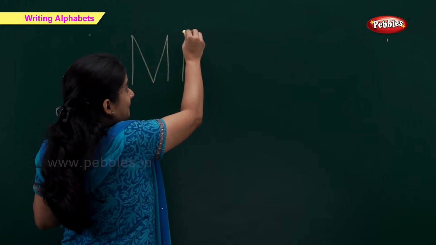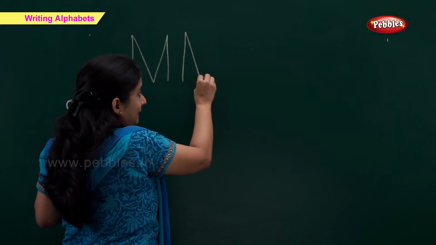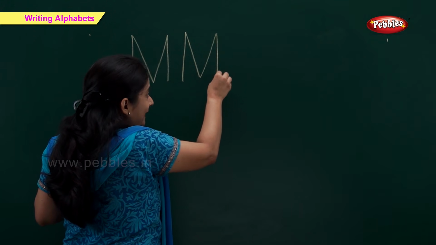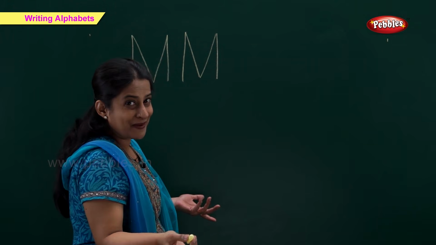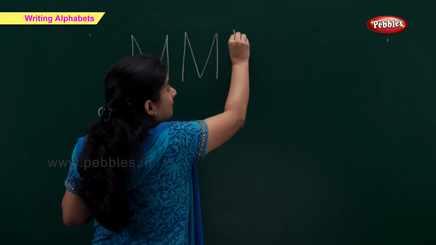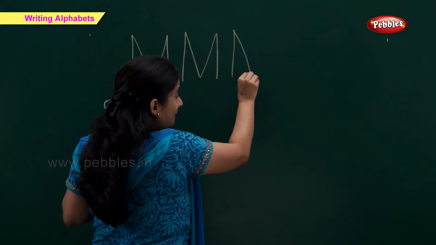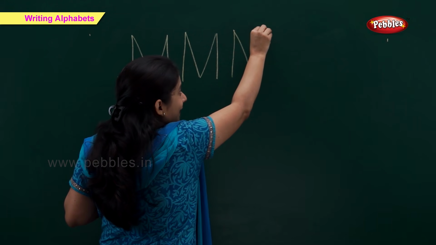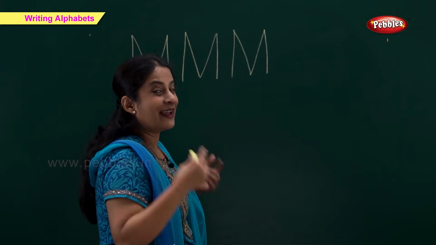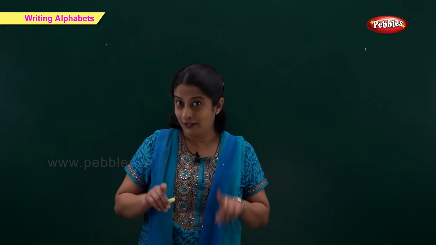Standing line, a cross line. One more cross line and a standing line makes M. Standing line, a cross line. One more cross line and a standing line makes what? M. Now we will write N.